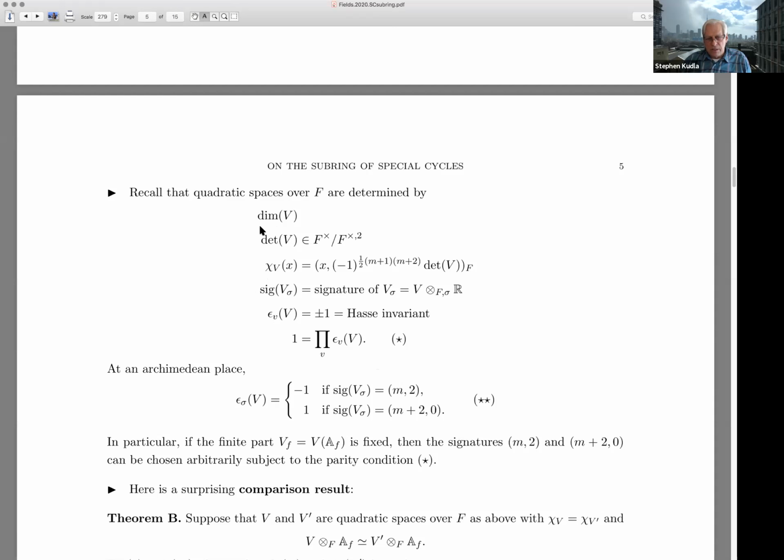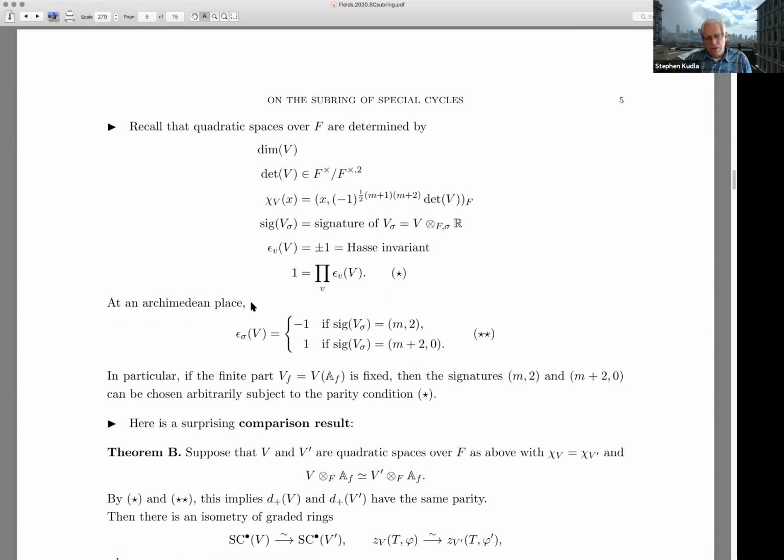So the point is that if you fix the dimension and the chi, which is the same as fixing the determinant mod squares, then all you can vary are the signatures and the Hasse invariants. And one more note is that the Hasse invariant at infinity for one of these Archimedean places is going to be -1 for a signature (m-2, 2) place and +1 for an (m, 0) place. So the choice between these two types of signatures will exactly change the Hasse invariant.